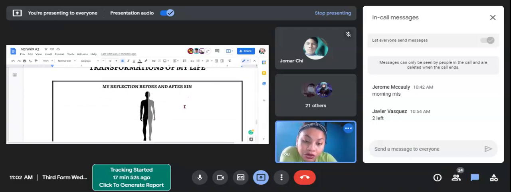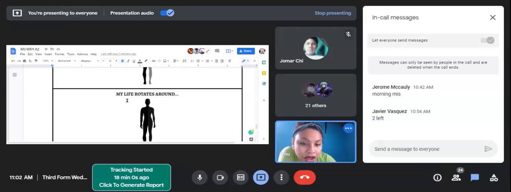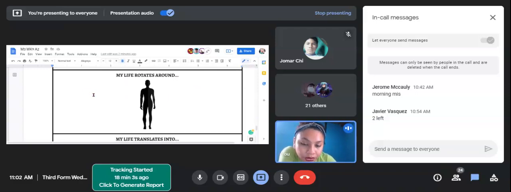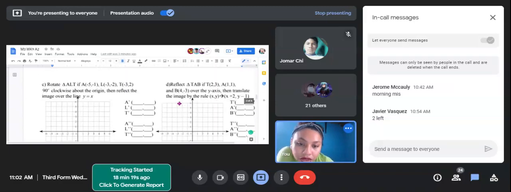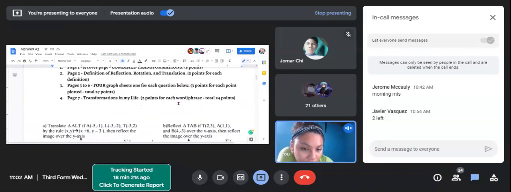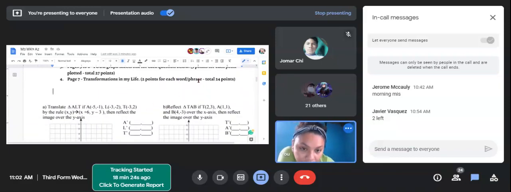My reflection before and after sin. You can go ahead and do the same thing that I have in the PowerPoint, which has different pointers for before sin and after sin. My life rotates around, and you could just put words and phrases. What does your life rotate around? And then my life translates into, what does your life slide into or move into as you are growing and as you are learning more? So for the transformation in my life, it is 2 points for each word or phrase. So it's a total of 24 points that I'm going to be giving you there.